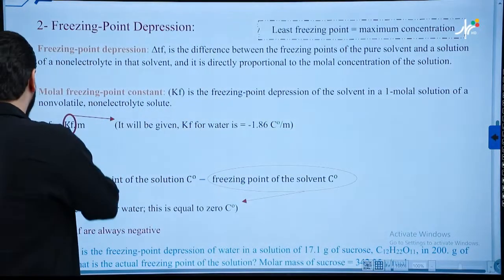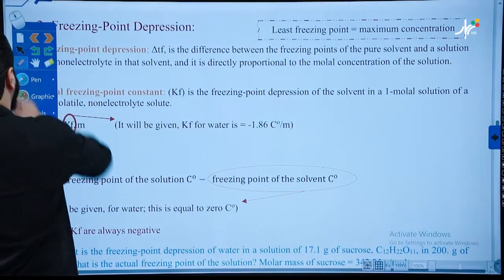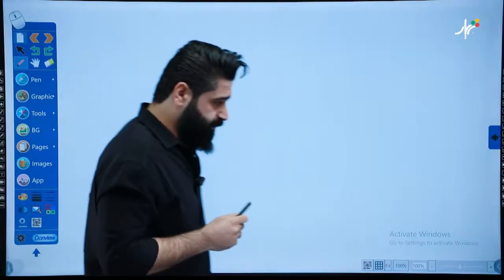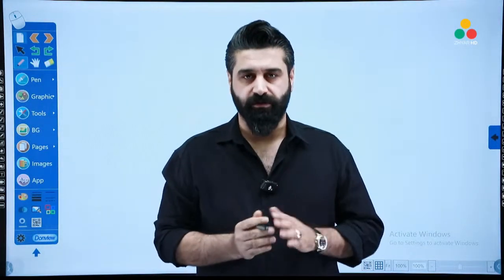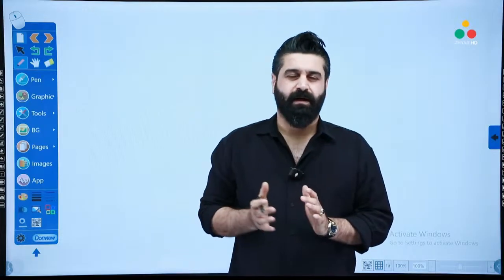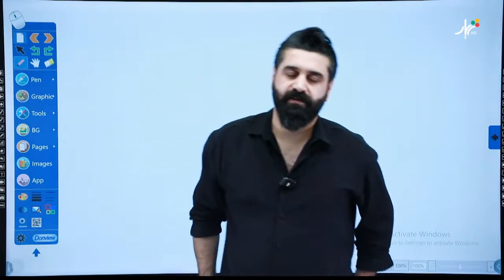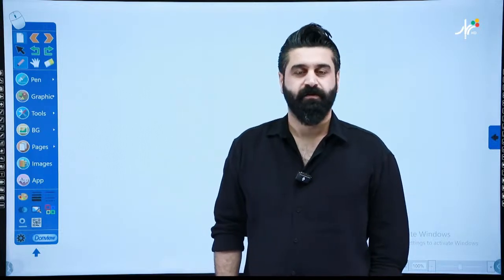Okay, freezing point depression. Let me open a white page. Freezing point depression, like the boiling point, has two different rules. Actually, the rules are mostly similar. We only change the letter F into B or B into F. B stands for boiling and F stands for freezing.